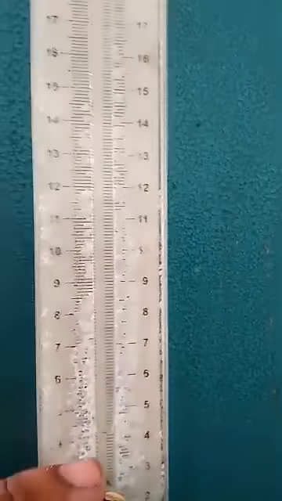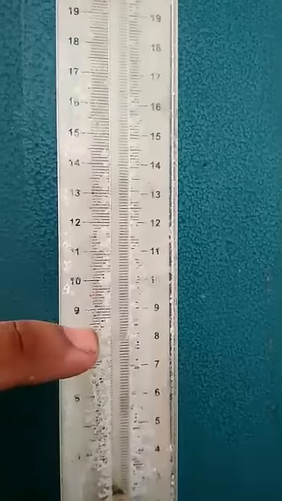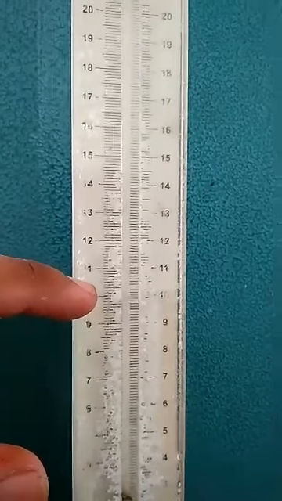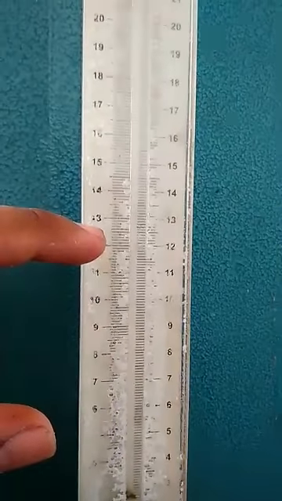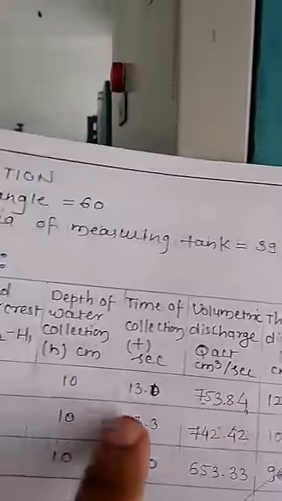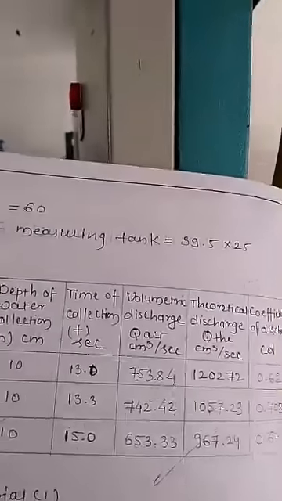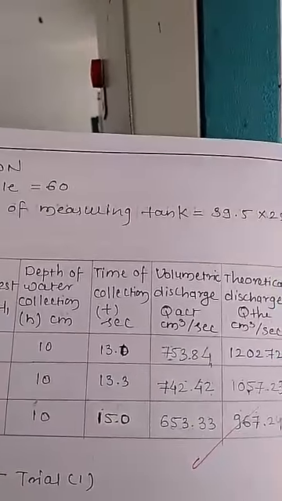So you can see the water is rising here. When it comes to 5, the stop clock is started, and it is moving up and up slowly. You can see it has come here. Finally at 15 you have to stop your stop clock, and the stopwatch reading is for the depth of 10 centimeter. For this depth of 10 centimeter, the time of collection is 13 seconds for maximum speed of water. According to the previous calculation it is also 13 seconds.